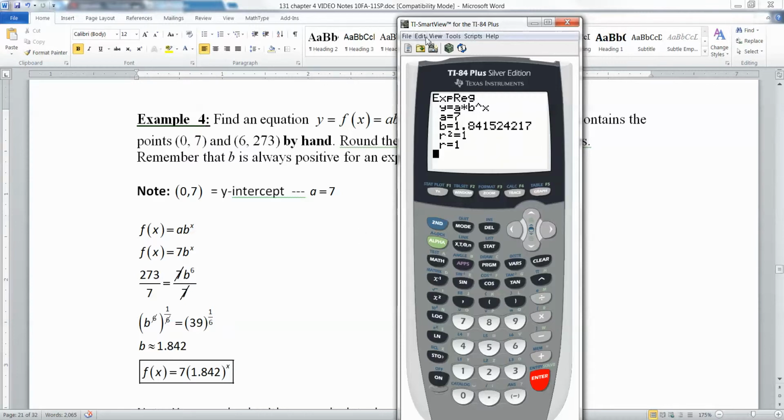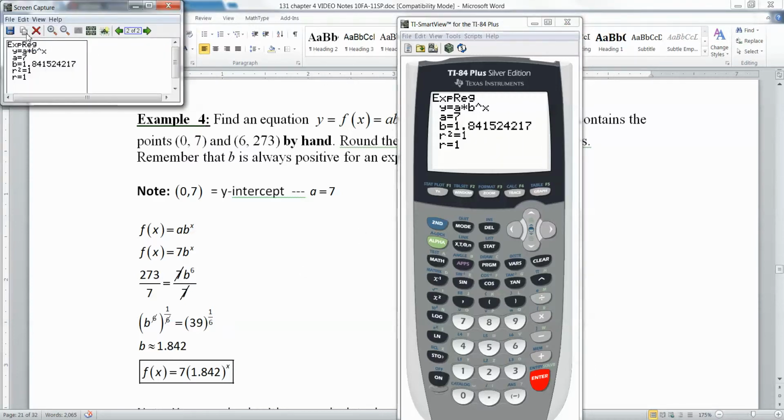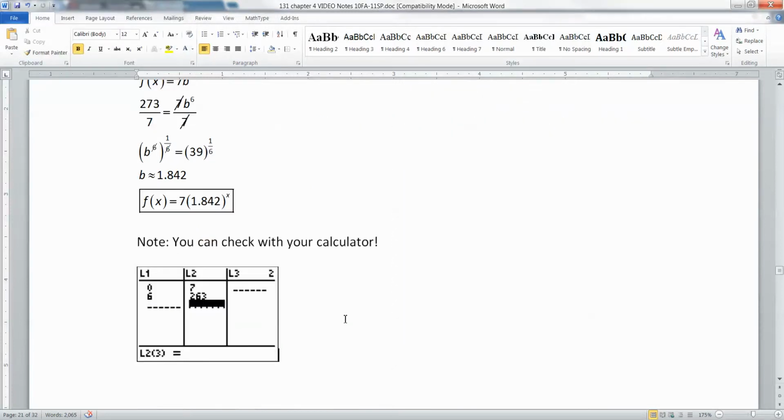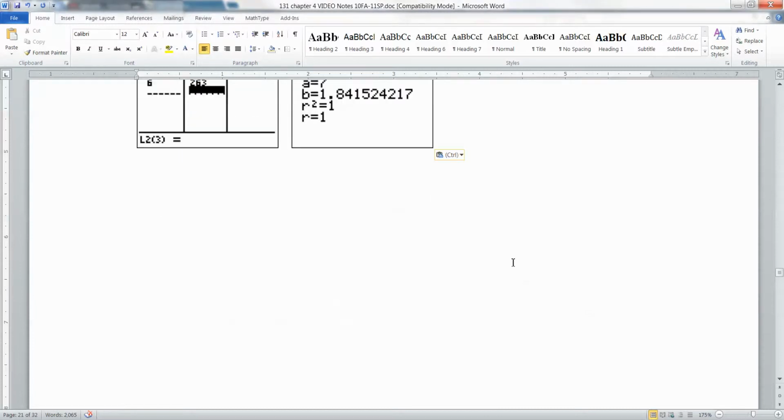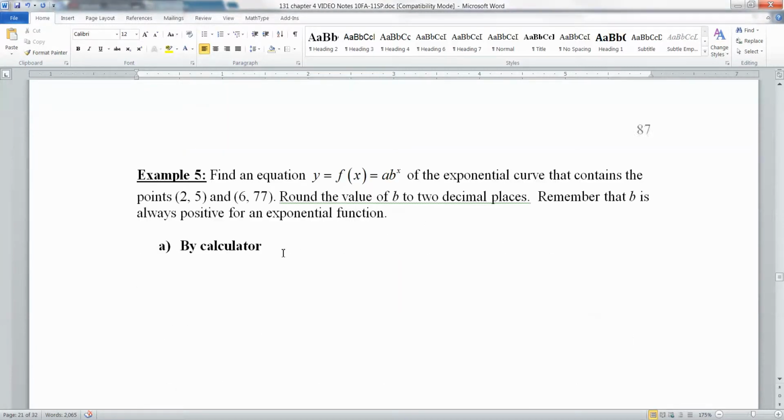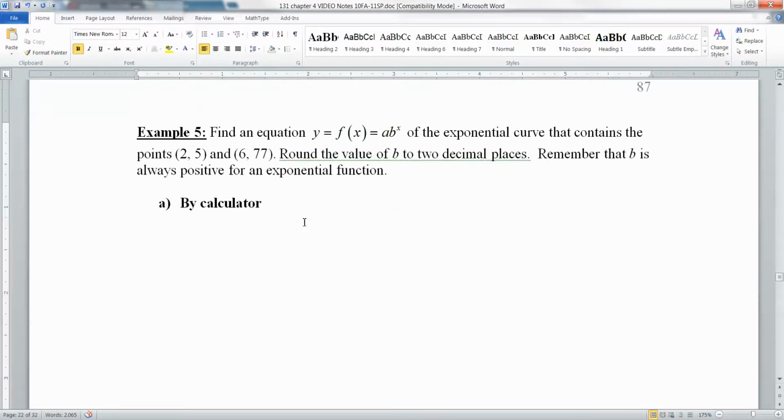All right, so that's how you can check yourself with your calculator. So you should never get any of these questions wrong, right? Because you can always double check yourself. And in so doing, I've taught you how to do this by calculator for the next problem. So let's look at this one. It's 2, 5, and 6, 77.